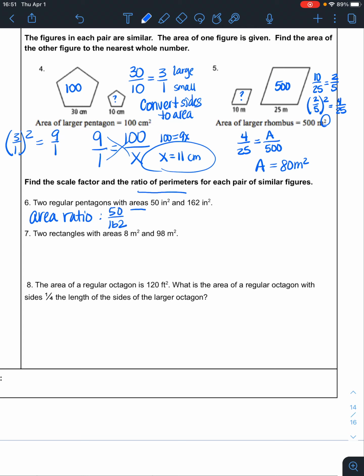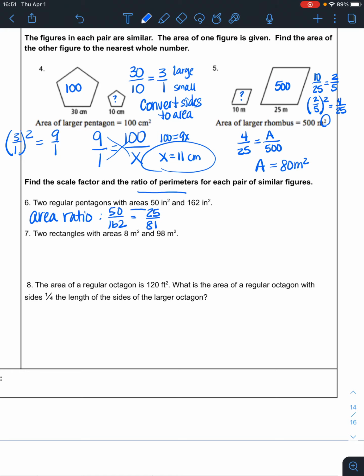So let's set that up. We get 50/162. Always reduce. So when I reduce, it reduces by 2, and that reduces to 25/81. Now that reduces a little bit. That's nice, right? Because you can see them. So that's inches squared and inches squared. Now, I want to find perimeters.